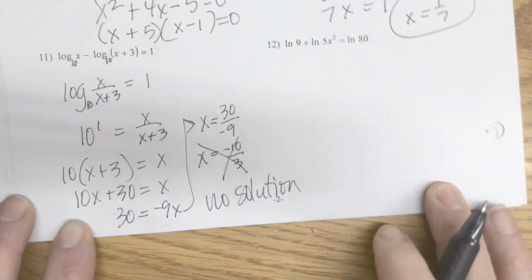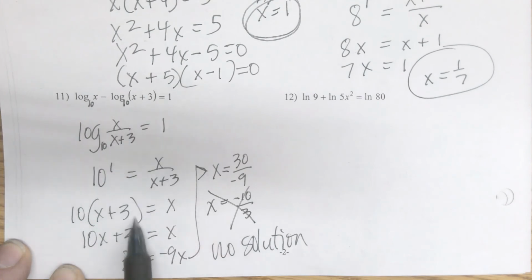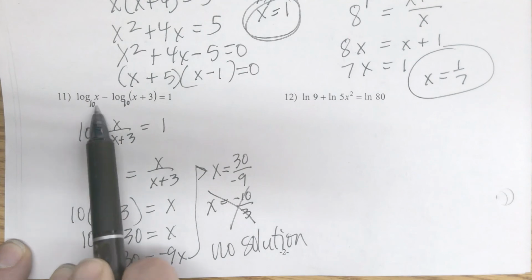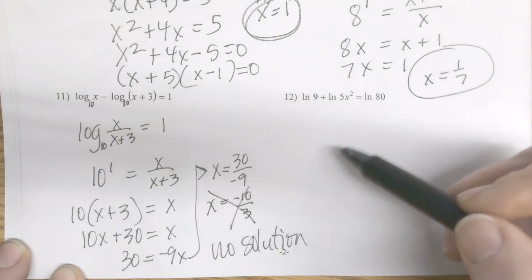There's no way. Oh boy, I'm sorry, I didn't even have my work showing. Because it ended up being, and I just want to double check, 10x plus 30, I'd end up with, yep, a negative value, and yep, can't have a negative log. It's going to cause an issue there. So again, no solution. That one's not going to work on this problem.